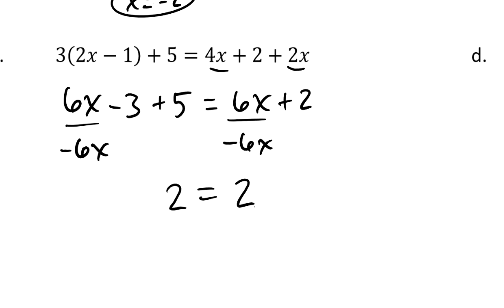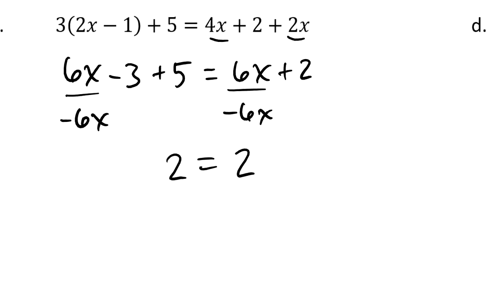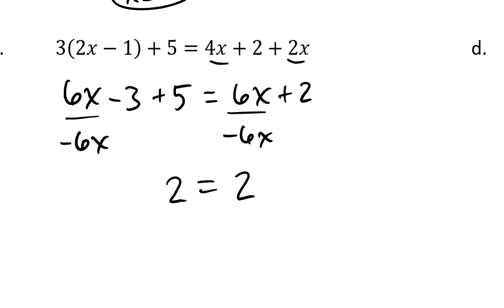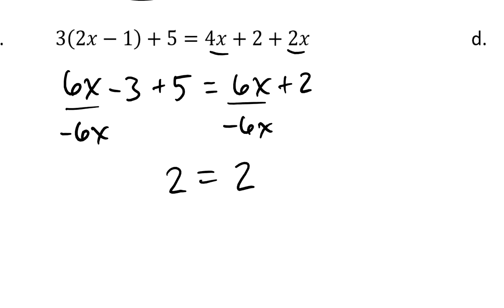So this turns out to be an identity. The left and the right-hand side are actually just different ways of writing the same expression, same linear expression. So it turns out it doesn't matter what I pick for x. I could pick anything for x, plug it into the original equation, it would always force the left and right-hand side to be equal. So in this case, we just say the solution is all real numbers.